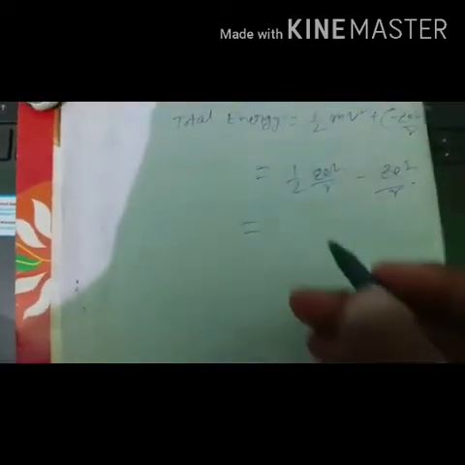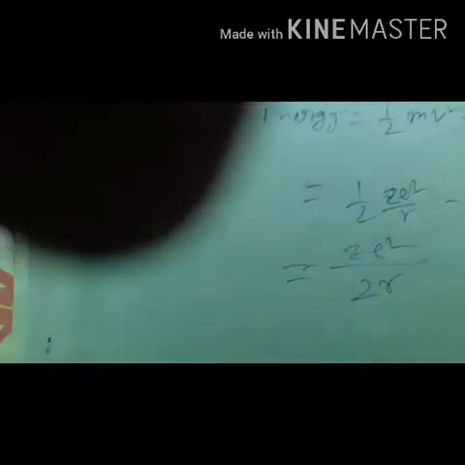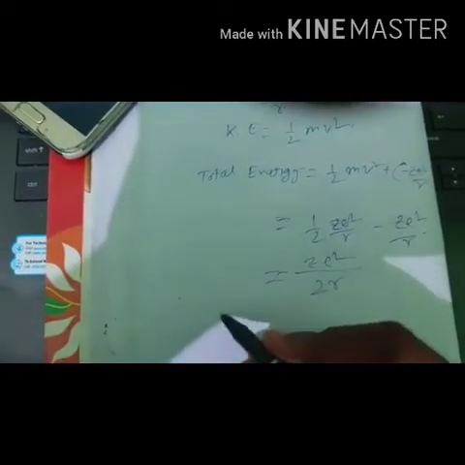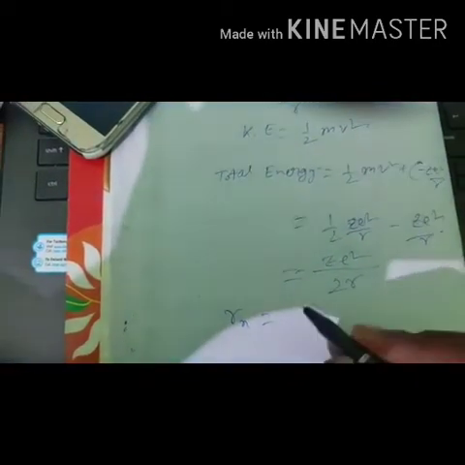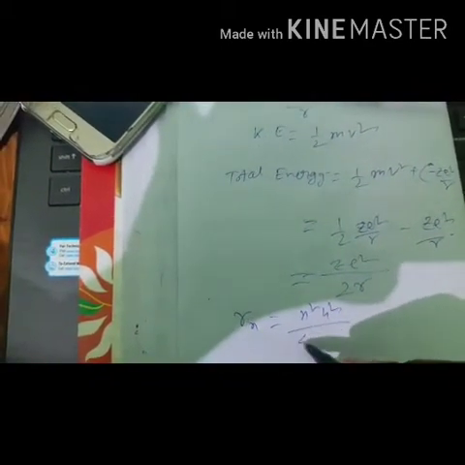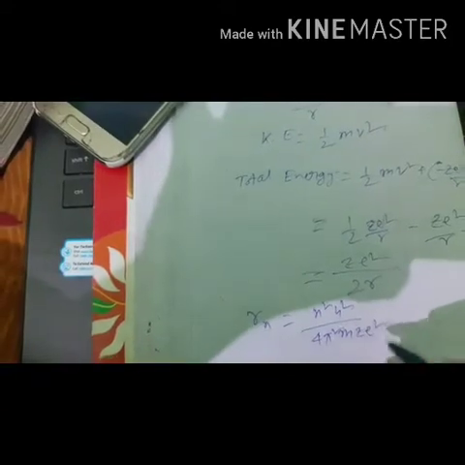Then we have to do the calculation here, and 2 and r will be there, and it will be minus Z square divided by 2r. And you know the radius of the electron revolving in the nth orbit, Rn, equals n square h square divided by 4 pi square m Z square.